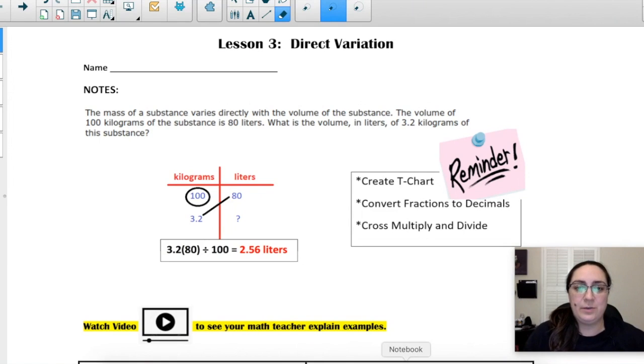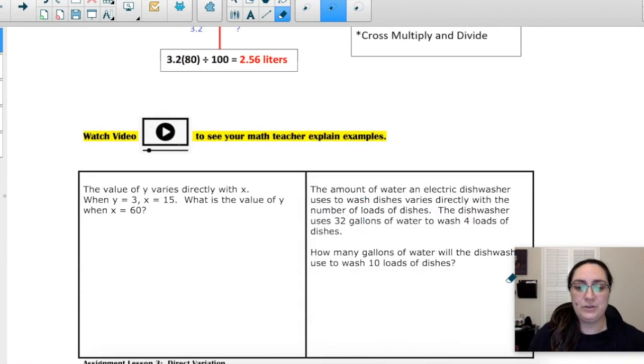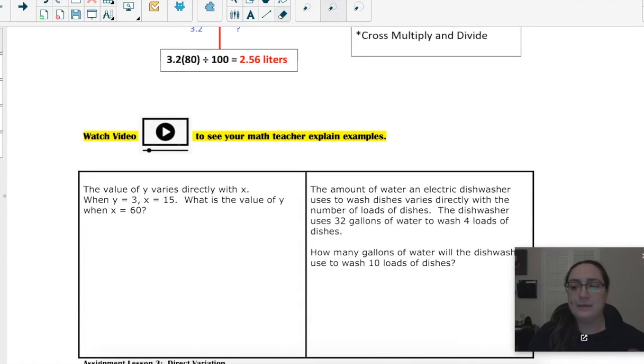So today we're going to talk about direct variation. This is an 8th grade math lesson. Direct variation usually ties in with when you're comparing two quantities. You could have a proportion, you could set up, for example, x to y. So here are some really nice notes on how to do that. They said in these notes you can create a t-chart, convert your fractions to decimals if you need to, cross multiply and divide. So I'm going to go ahead and show you how to do that with a similar method.